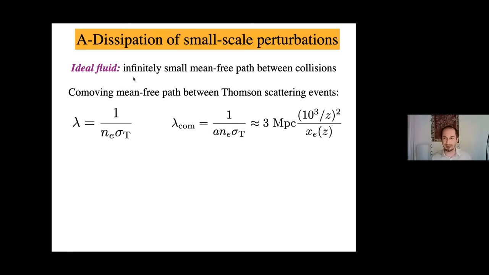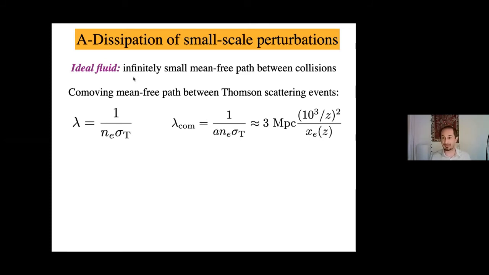So what is an ideal fluid? I told you that the photons and baryons constitute an ideal fluid. An ideal fluid is basically a fluid whose mean free path is infinitely small. So between collisions, the path that particles take is basically zero. However, it's never actually strictly zero.